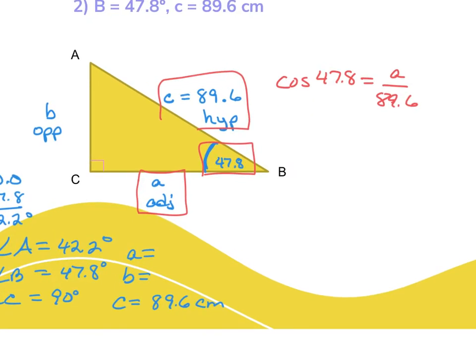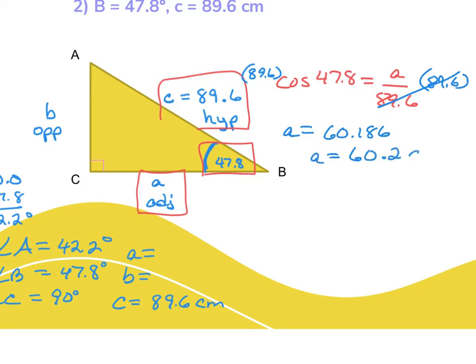So I'm just going to multiply both sides by the 89.6, because over here it makes it cancel. So I'm just going to multiply 89.6 times the cosine of 47.8. And this gives me little a is equal to 60.186, rounded to the tenths place, 60.2.